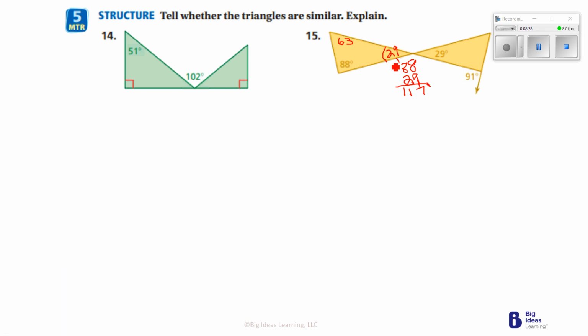All right, so now we're back over here. We know this is 29. Now the question is, will this be 88? And the answer to that is going to be no, because we know that two angles that reside on a straight line have to be 180 degrees. So if this is 91, this one has to be 89 degrees, which is really close to 88, but it's not exactly. And that's going to make this one 62. So no, these are not similar triangles.